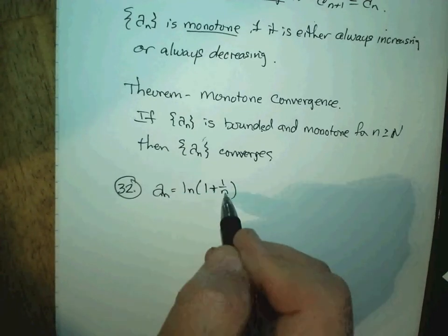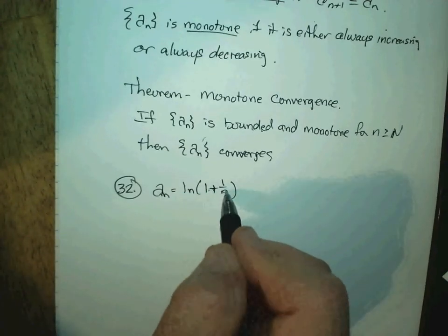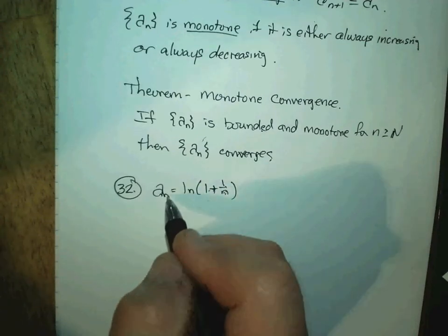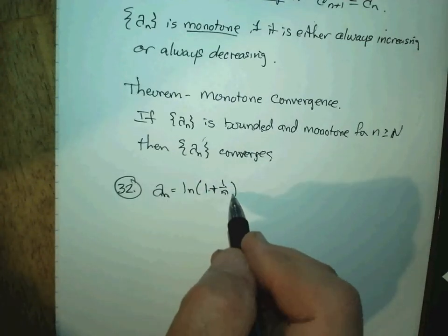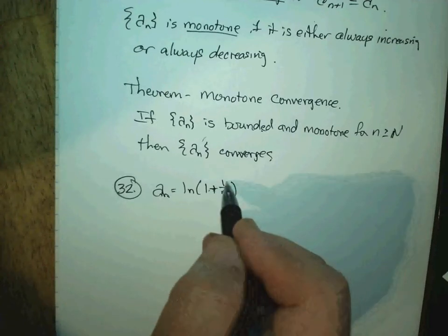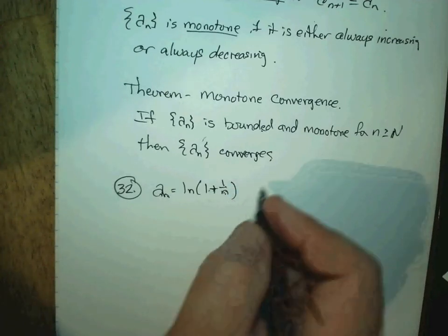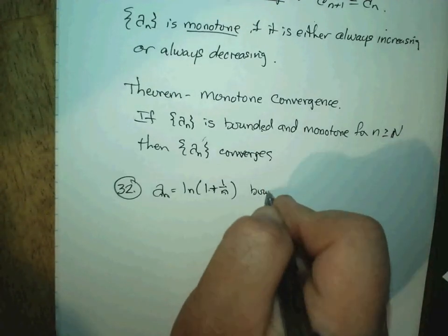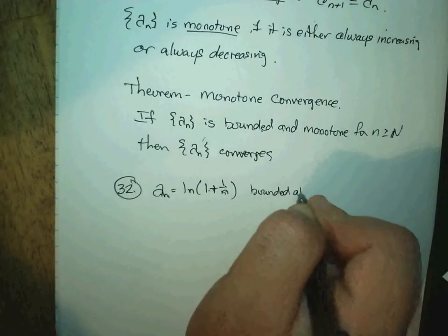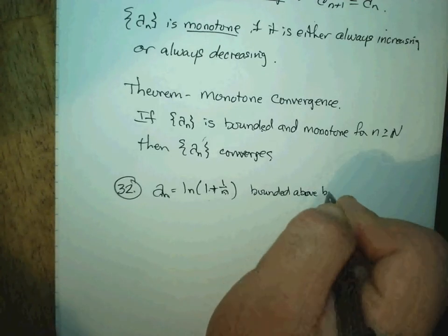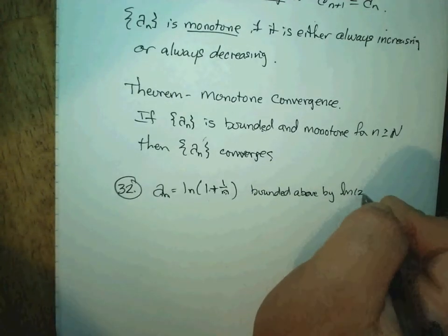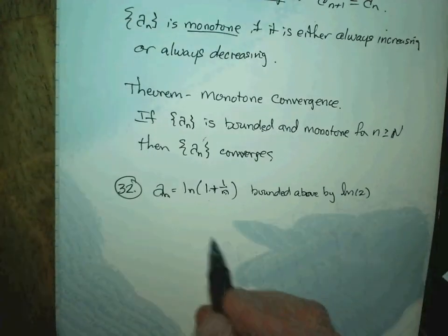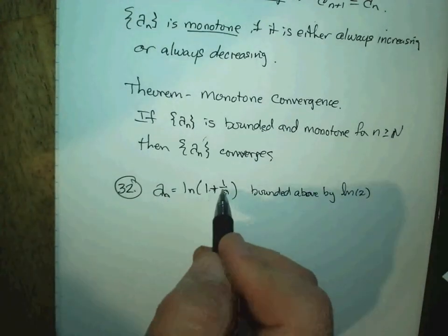Well, let's think about what the largest this could possibly be. When n is 1, you get 1 plus 1 over 1, 1 plus 1 is 2. You get the natural log of 2. As n increases, 3, 4, 5, this number in here gets smaller than 2. So you're taking the log of smaller and smaller numbers successively. So this is bounded above by the natural log of 2.